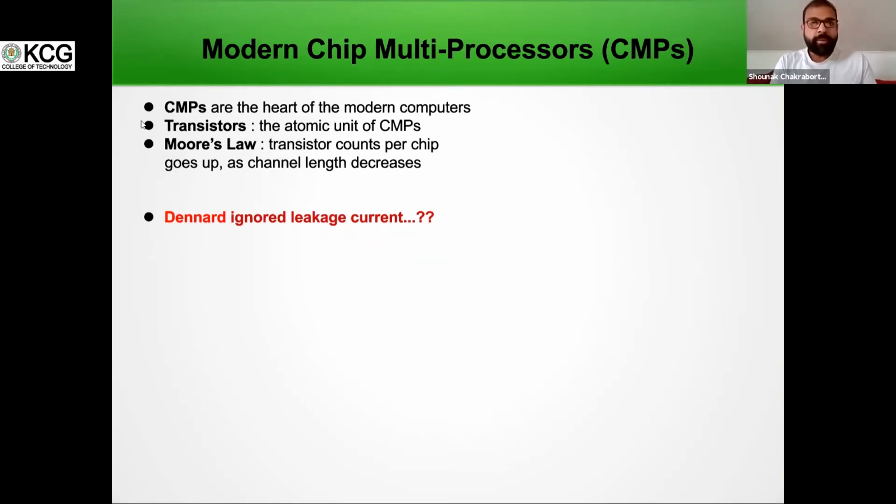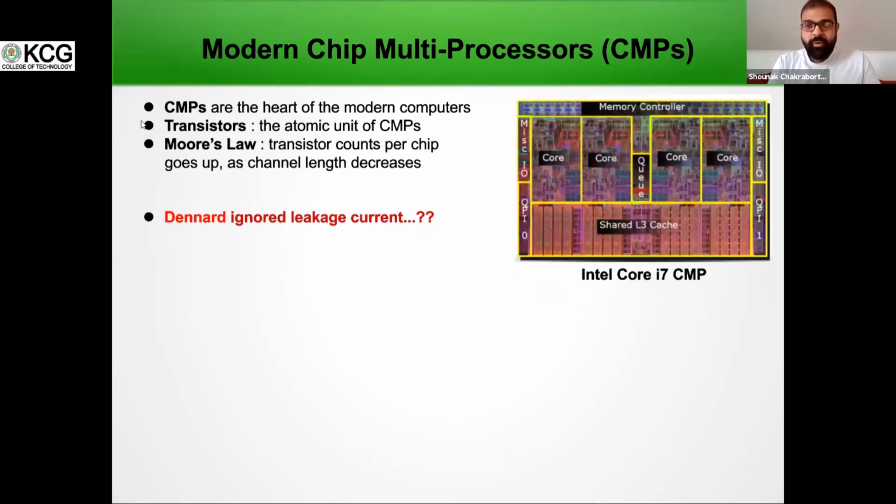Practically, chip multiprocessors are the basic building block of modern computers. In a modern computing system, if you open it up, you will see the processor chip, where in this case we have an Intel Core i7 CMP on the right-hand side of this slide. You can see there are 4 cores. The name itself implies that you have multiple processors in a single chip, which is called a chip multiprocessor, or multi-cores in the modern era. There are 4 cores here.